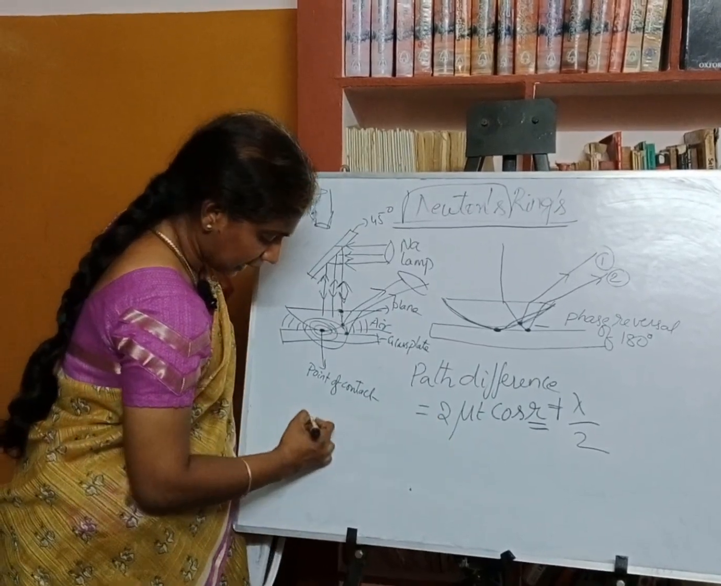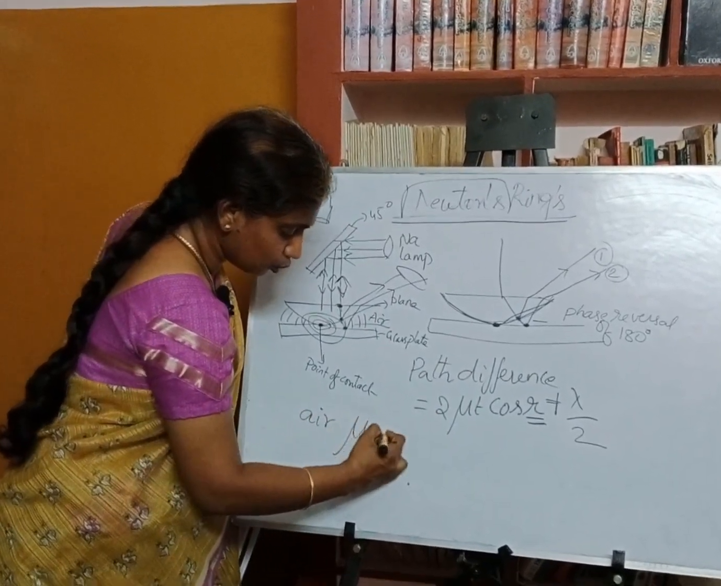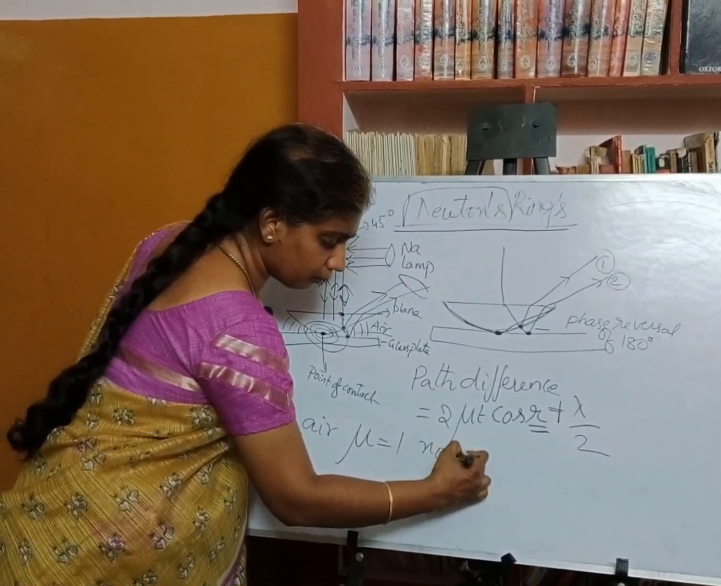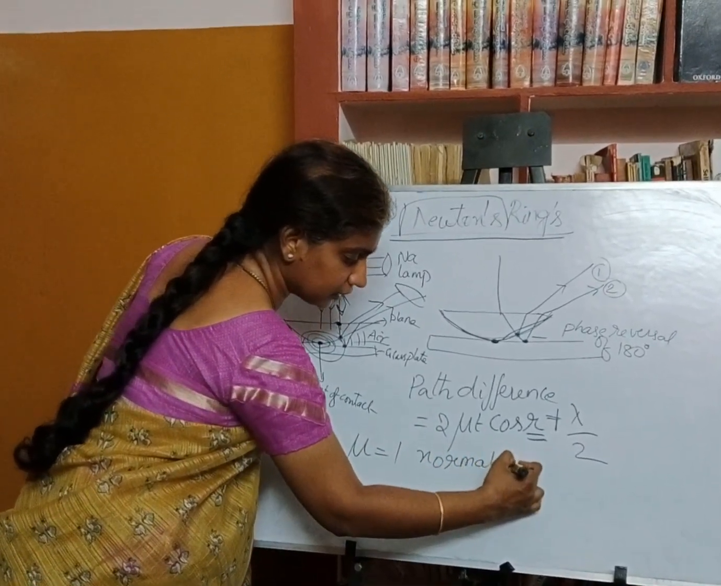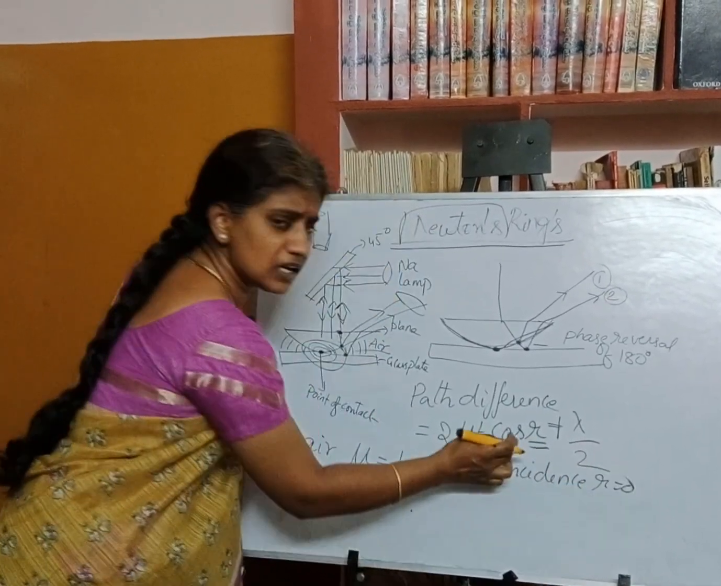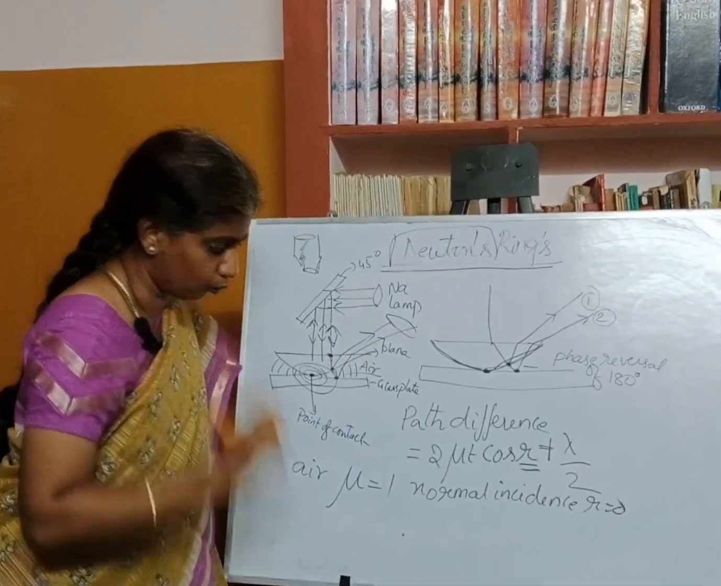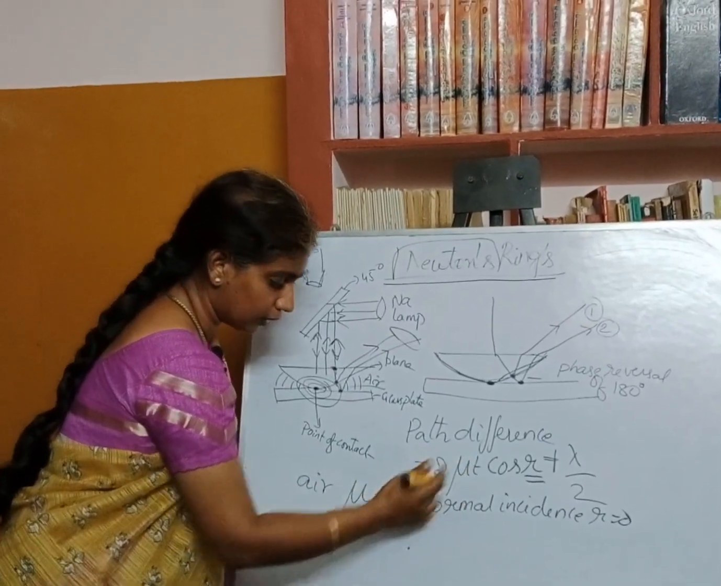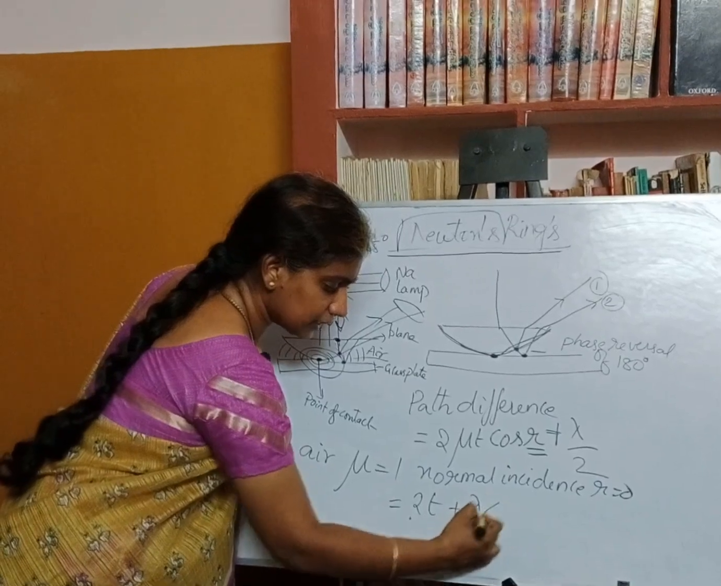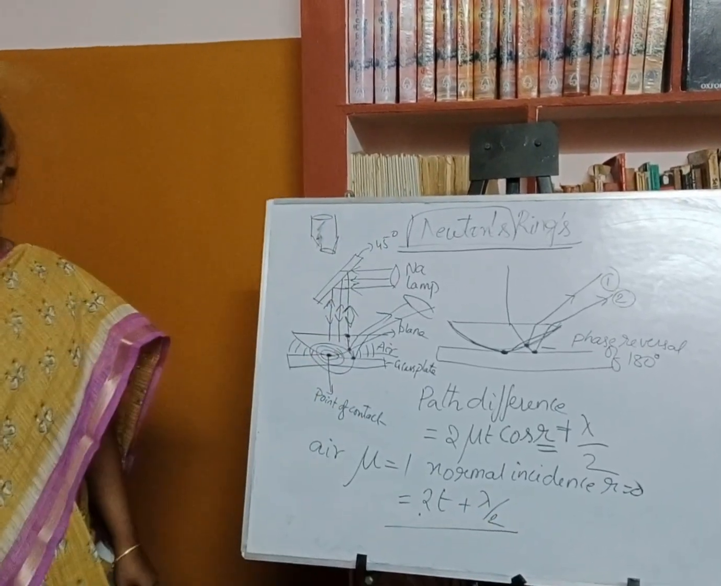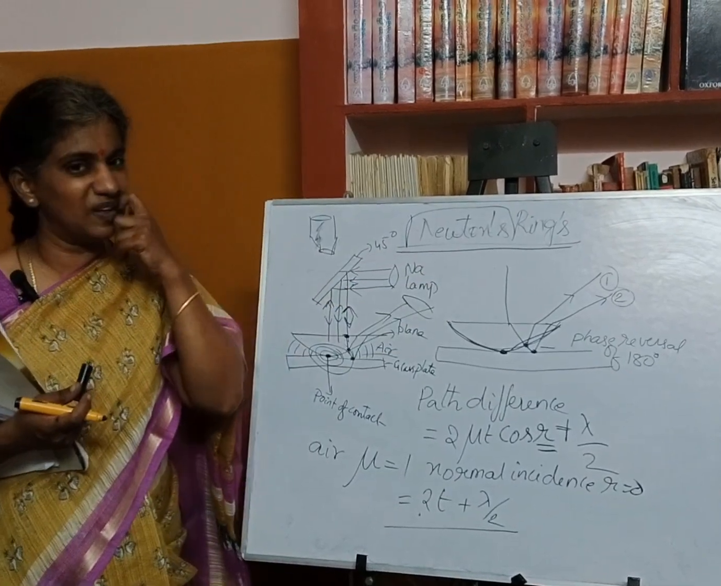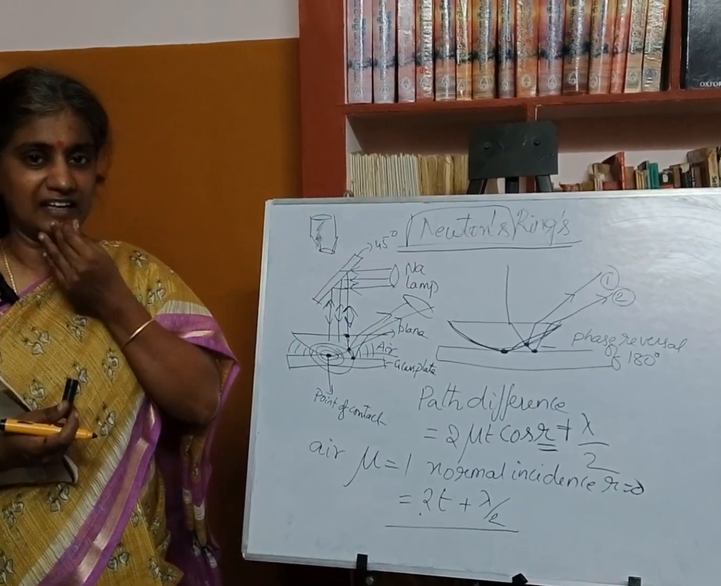So when I take air as the medium, this mu will be equal to 1, and for the case of normal incidence that we have here, r is equal to 0. So when r is 0, cos r will be 1. And when mu equals 1, this expression for path difference becomes 2t plus lambda by 2. So 2t plus lambda by 2 is the path difference between the two interfering lights.